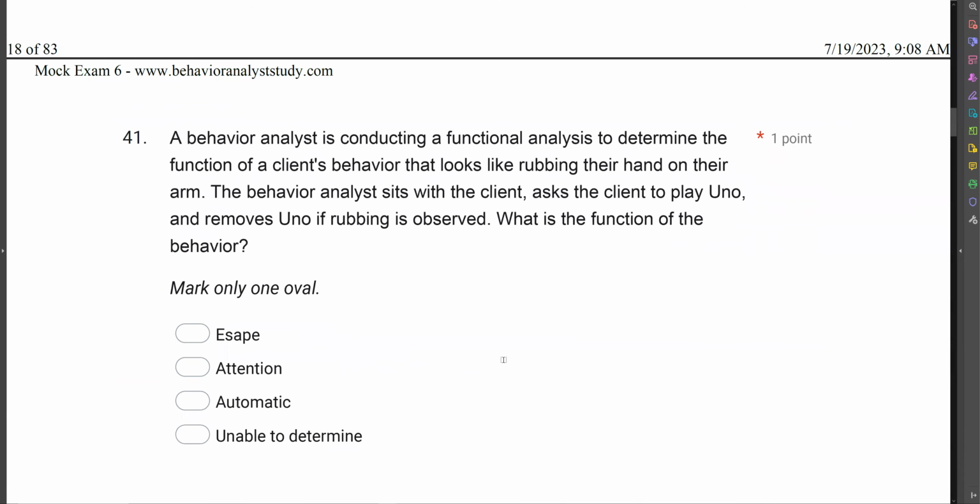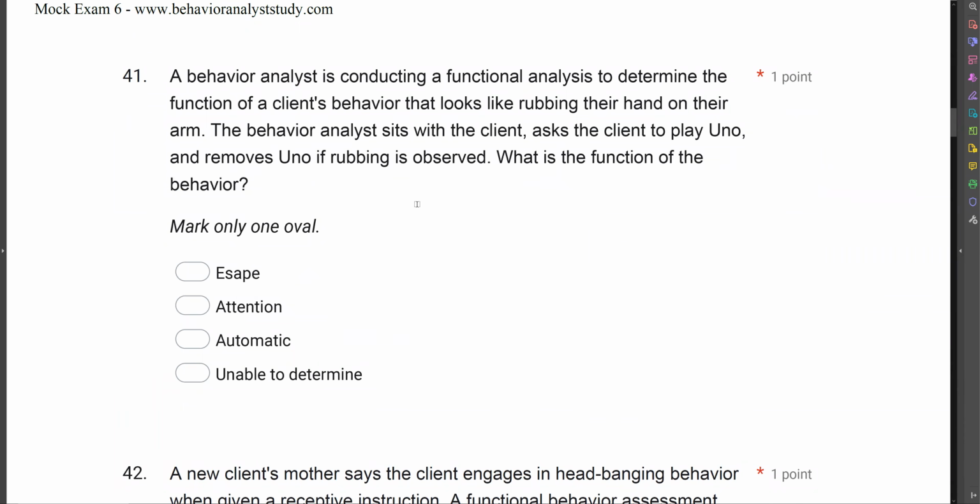41, the behavior analyst is conducting a functional analysis to determine the function of a client's behavior that looks like rubbing their hand on their arm. The behavior analyst sits with the client, asks the client to play Uno, and removes Uno if rubbing is observed. What is the function of the behavior?